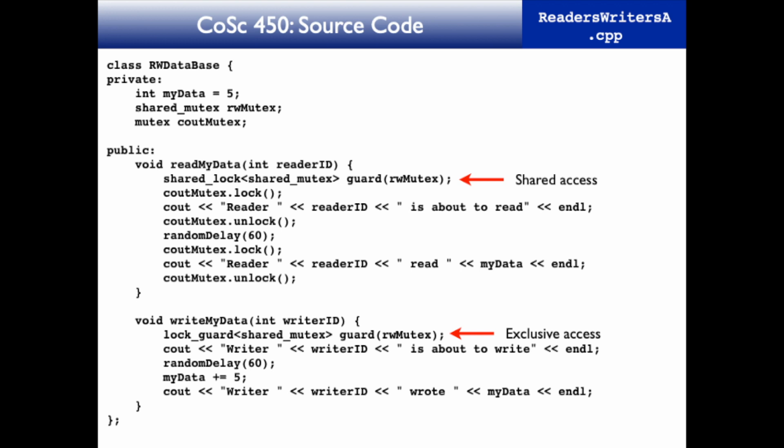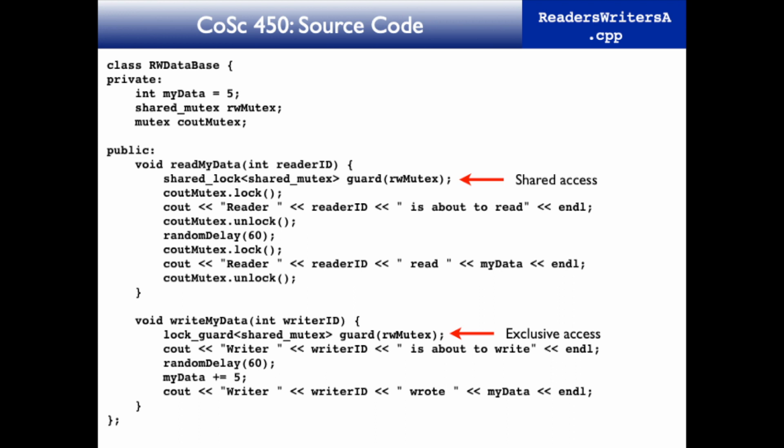And then we have our usual little auxiliary cout mutex named mutex, just so that our cout methods will not be interleaved. And so the monitor provides a read my data and a write my data. So it's all very simple. And for read my data, let's do a little code walkthrough.